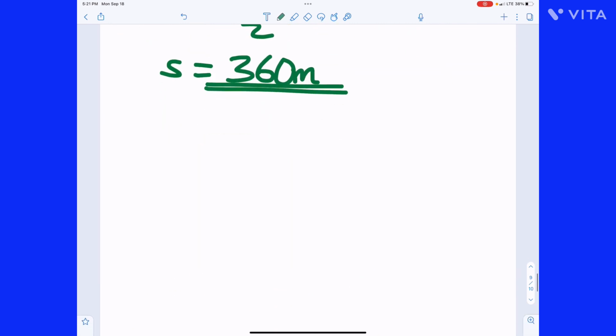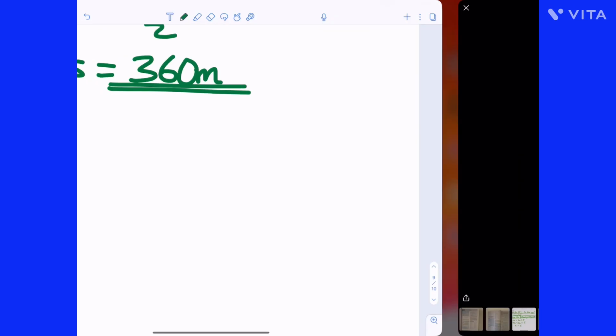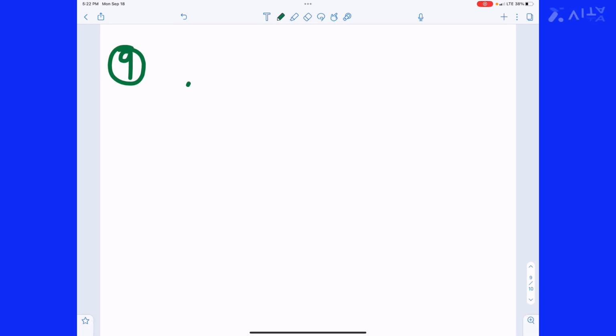That's question 8. Question 9 now. Let's go to question 9. It says a particle starts from rest and moves with a constant acceleration of 0.5 meters per second squared. So let's jot that down straight. Before I even write the parameters out, let me go straight to graphing.